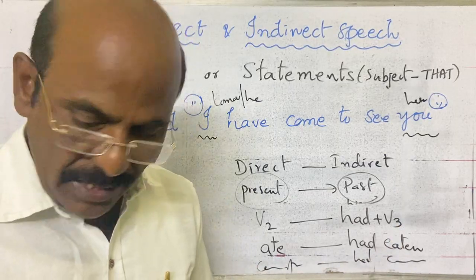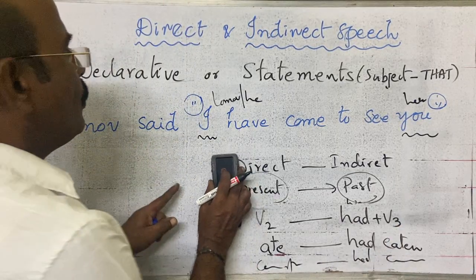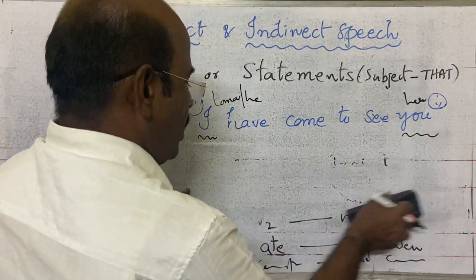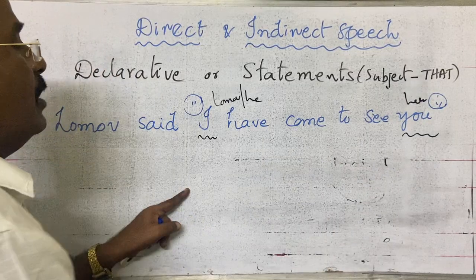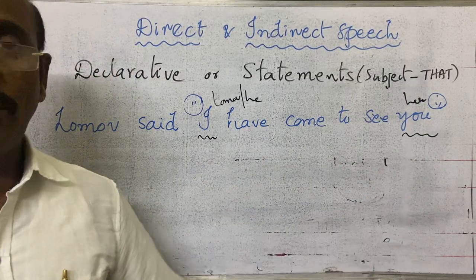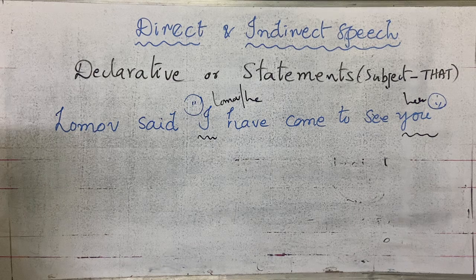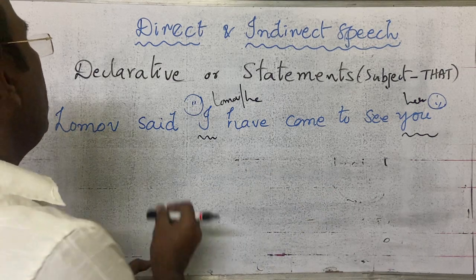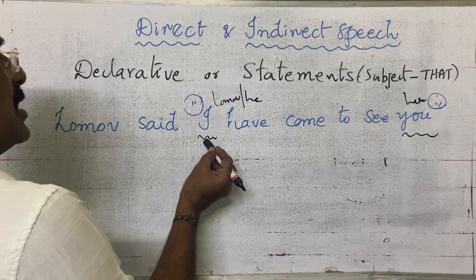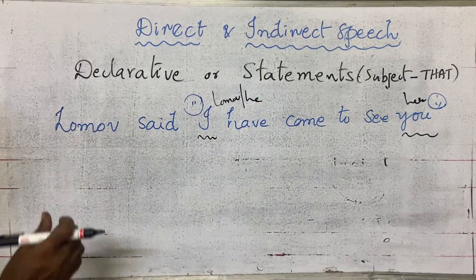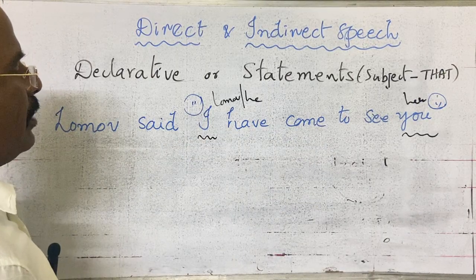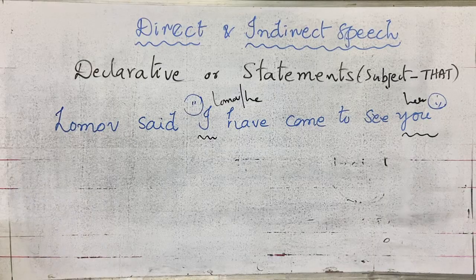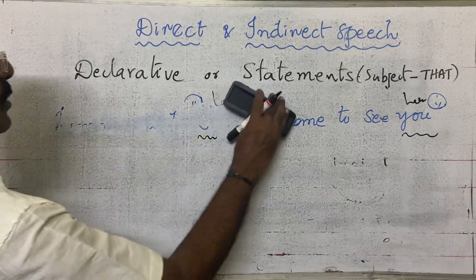Now we are going to verify the examples. So these are the declaratives, and the persons inside will be changed according to the persons outside, and the verbs you have to change from present tense into past tense. And next, V2 into had plus V3. Here the conjunction is "that" for the declarative. Declarative means starting with the subject. Now I am changing. Actually here we can take different models.